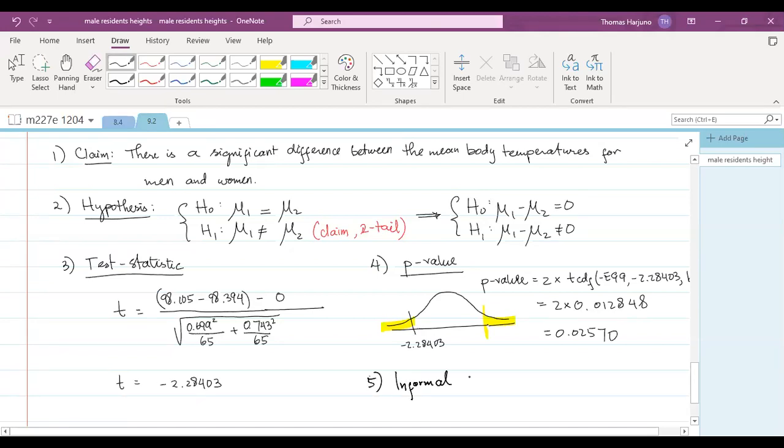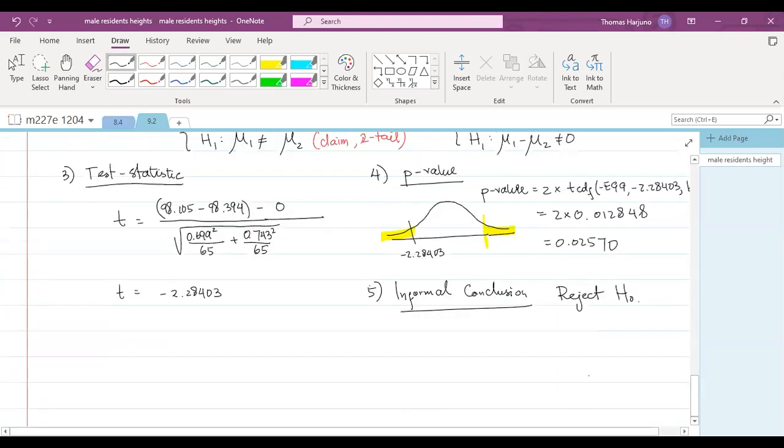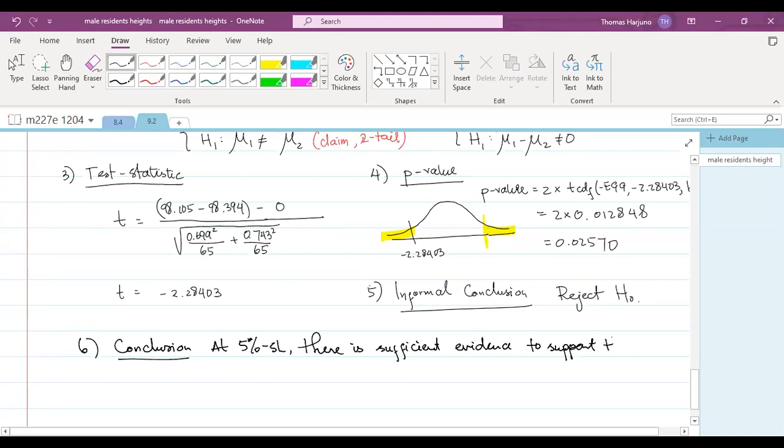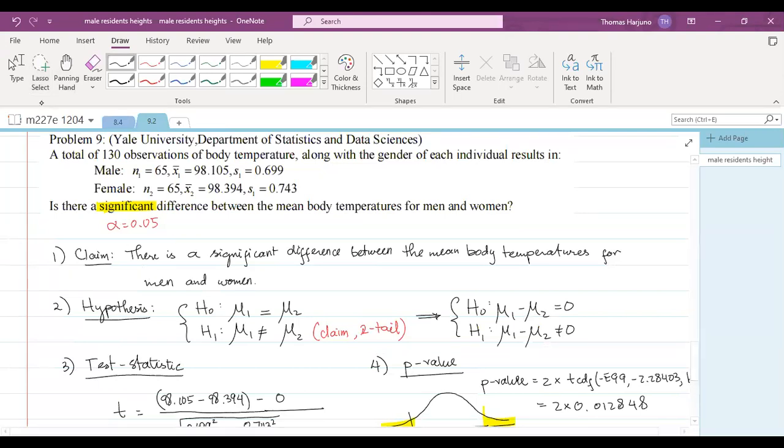Informal conclusion: reject null hypothesis. In step 6, therefore, conclusion: at 5% significance level, there is sufficient evidence to support the claim that there is a significant difference between the mean body temperature of men and women.